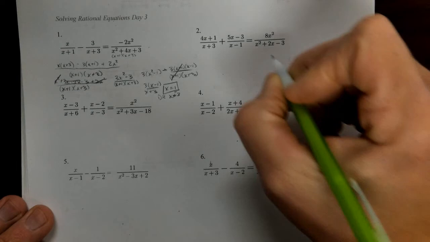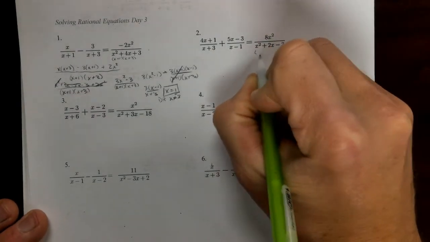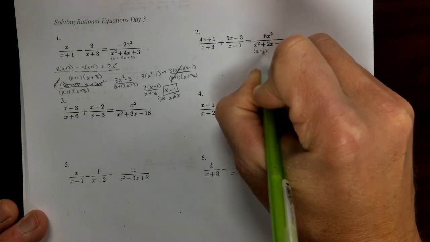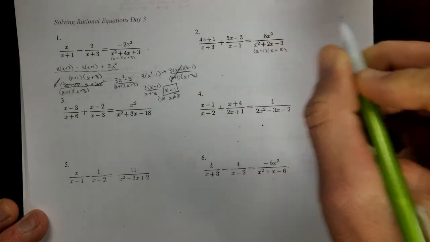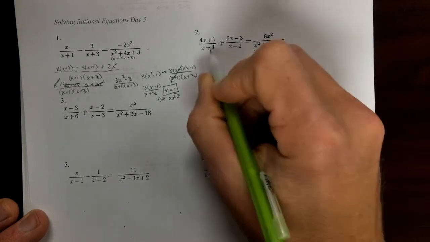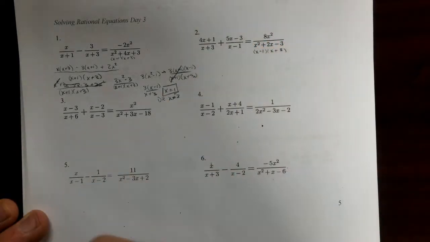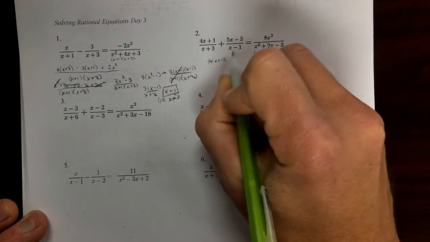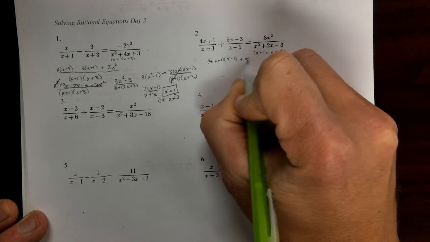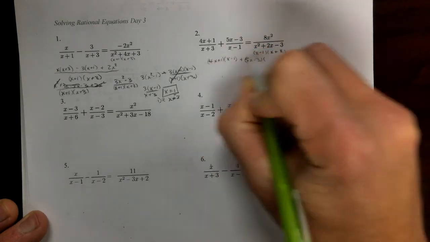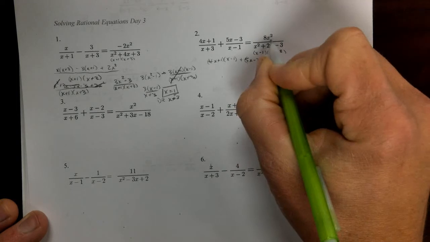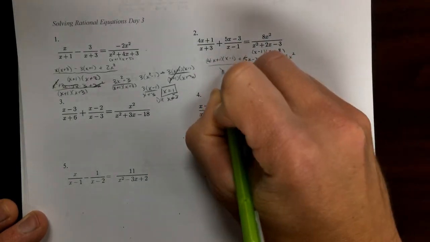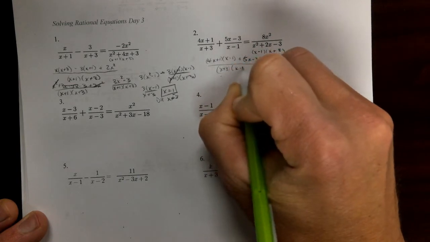Alright, let's go to number 2. Okay, number 2, my greatest common denominator. Let's factor this out. This becomes x minus 1, x plus 3. Alright, so we know that when we move it to this side, my greatest common denominator is that together. So we need to multiply this by x minus 1, and then plus 5x minus 3. We need to multiply that by x plus 3. Move it to this side, it's going to be minus 8x squared. And that's all over x plus 3, x minus 1.